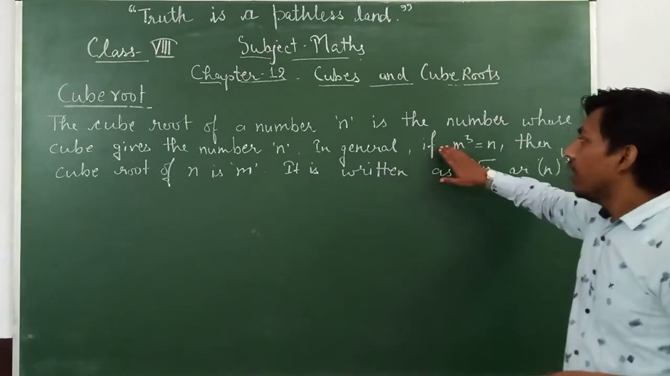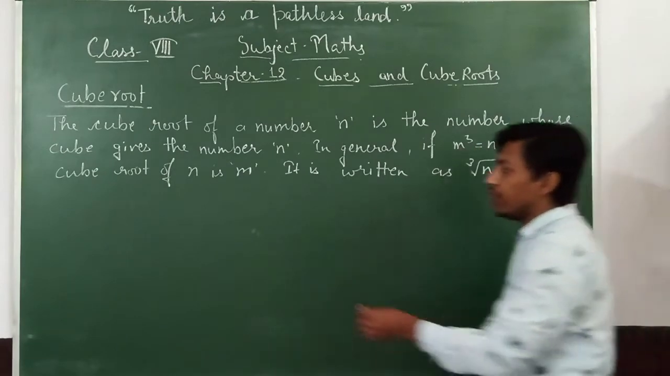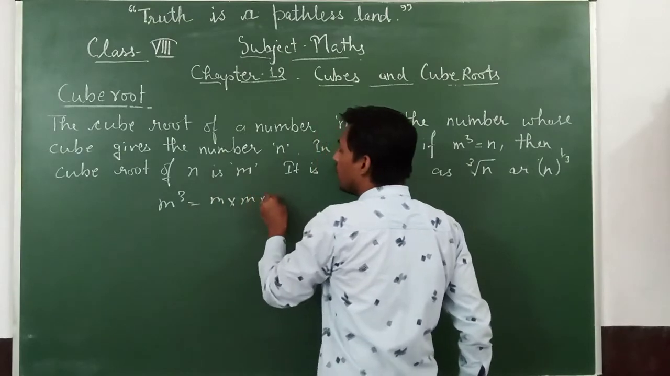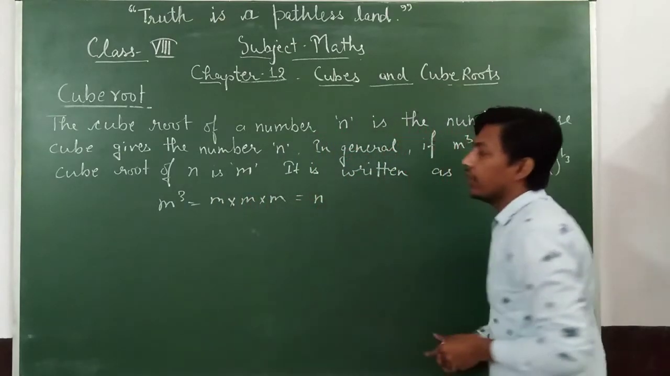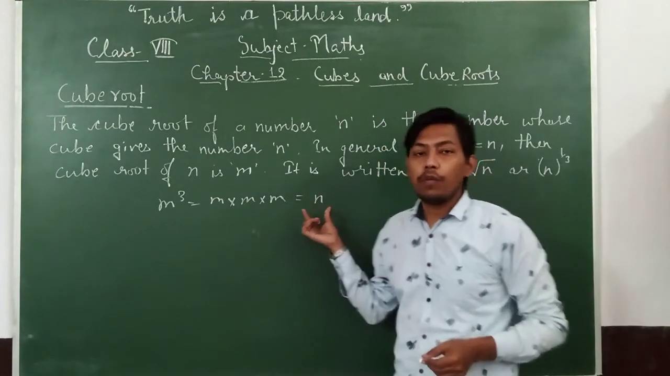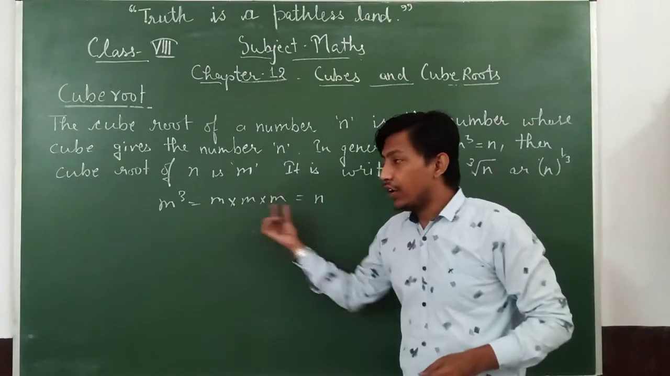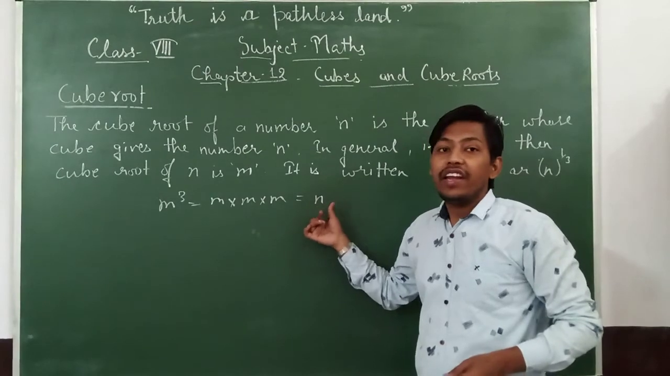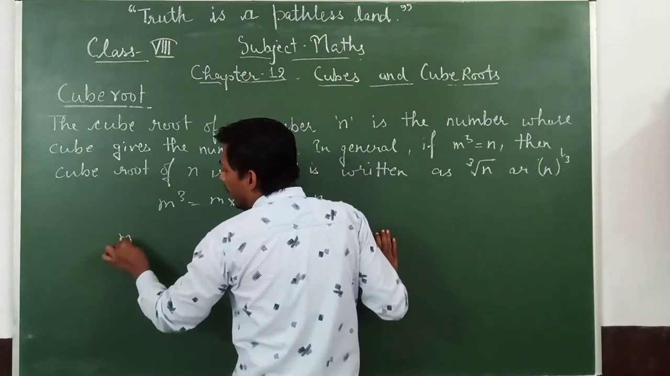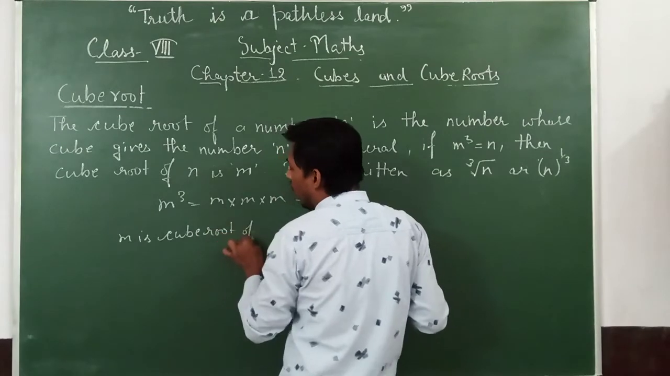In general, if m cube is equal to n, that means if we multiply m three times, m into m into m is equal to n. When we multiply a number three times, we get n as its cube. So m will be the cube root of n. It is just the reverse of cubes. So m is the cube root of n.